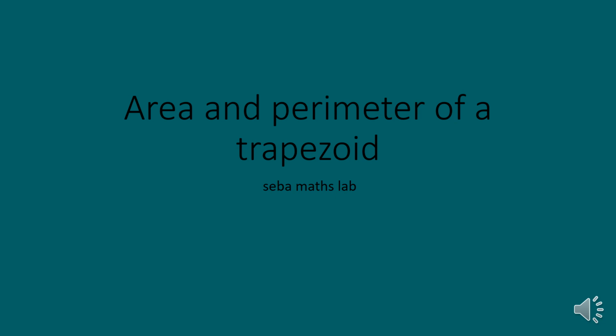Today we'll learn about the area and perimeter of a trapezoid. We're going to learn what a trapezoid is, and also how to find the area and the perimeter, uncovering the mysteries. I'm going to give you two examples with the area and perimeter, then we can do questions. I'll summarize it at the end.